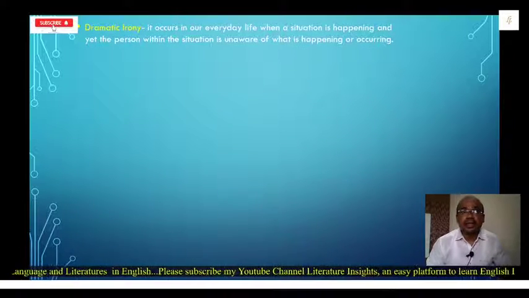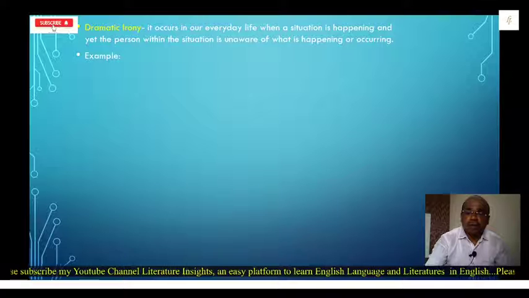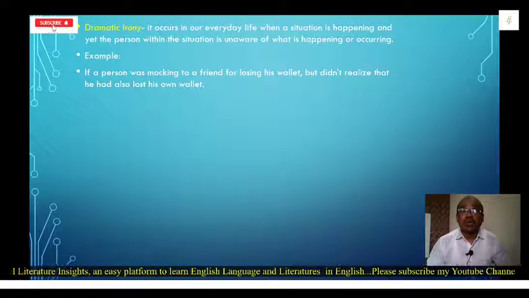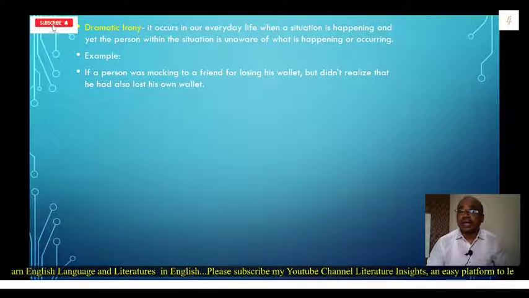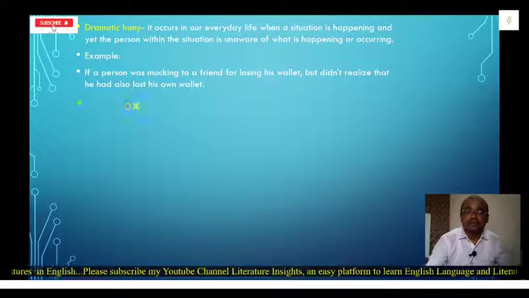Then dramatic irony. It occurs in our everyday life when a situation is happening, yet the person within the situation is unaware of what is happening or occurring. So here is an example of dramatic irony. If a person was mocking a friend for losing his wallet, but did not realize that he had also lost his own wallet. In this sentence we can find a person who was mocking his own friend for losing his wallet, but in the same situation he did not realize that he had also lost his own wallet. So it is an example of dramatic irony.